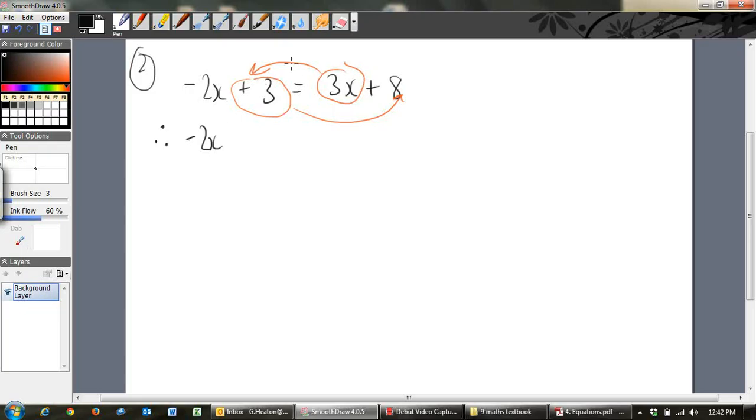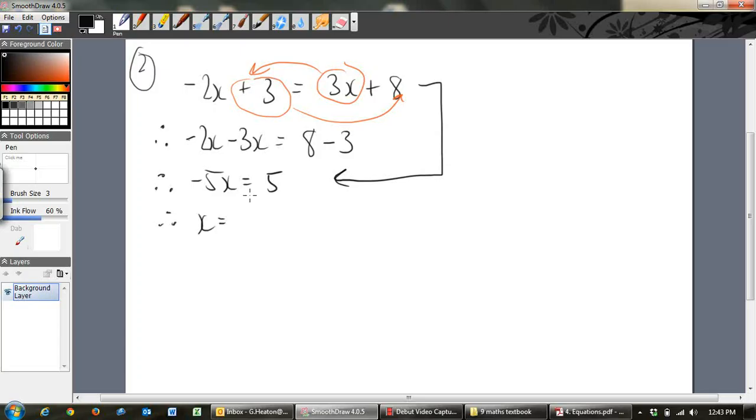What happens to positive 3x when we change sides? It becomes negative, so minus 3x is equal to 8. What happens to positive 3 when we change sides? It becomes a negative 3. Okay, and you could do this all in your head as well. You could maybe skip this step and go straight to this next line. Minus 2x minus 3x is minus 5x equals 8 minus 3 is 5. So if you're good at this, you can skip straight to that step in one go.